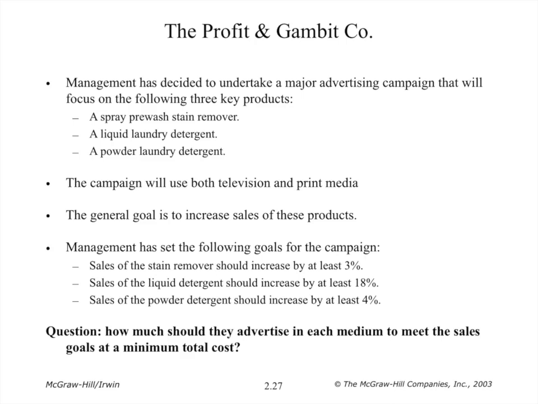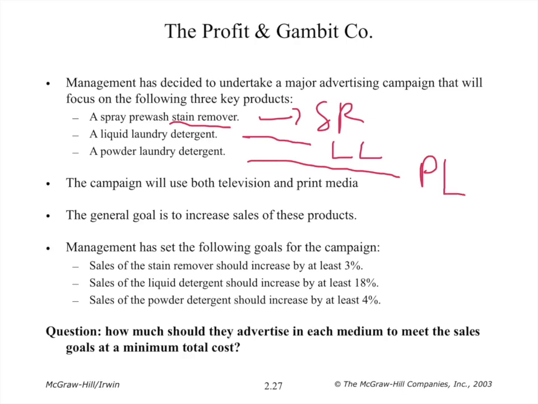Management has decided to undertake a major advertising campaign that will focus on the following three key products: stain remover, which we can abbreviate as S, liquid laundry detergent, L, and powder laundry detergent, P. You can use these symbols for every product in your model.